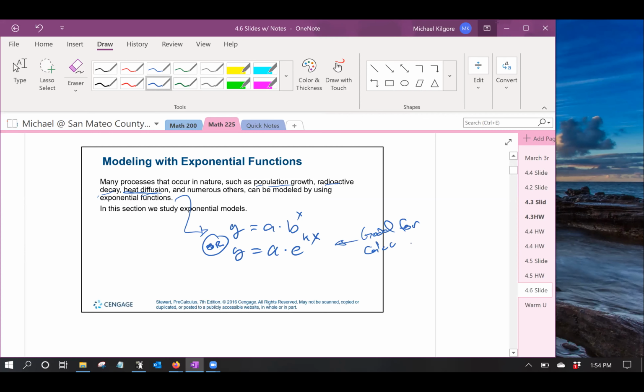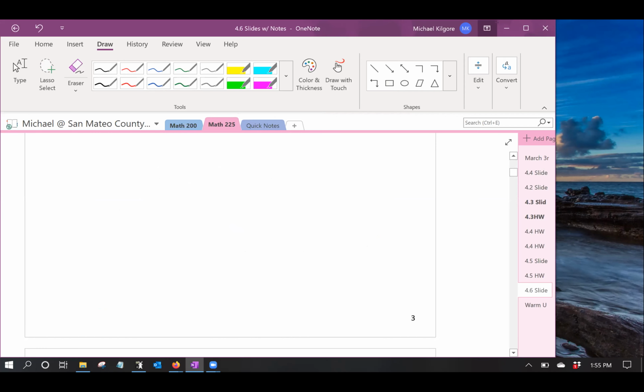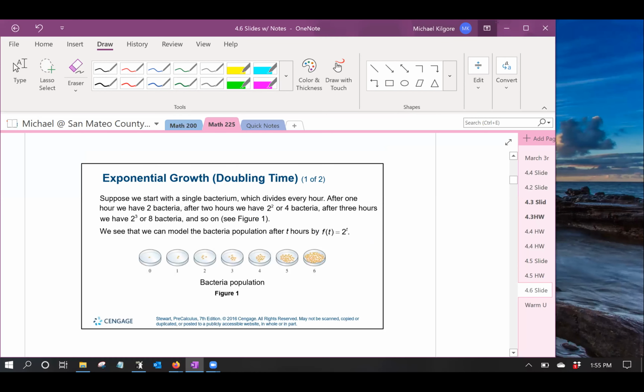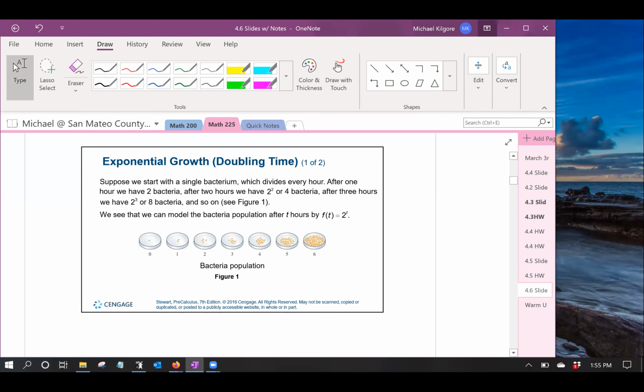And lots of other things. So let's look at the examples for doubling time. How many bio majors are in here? Any bio majors in the house? Say what's up. Cool.